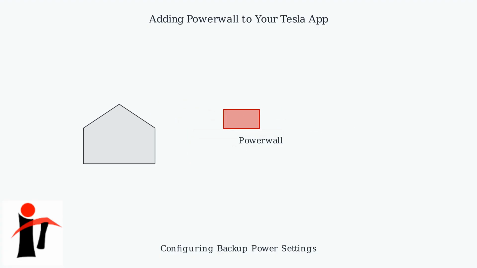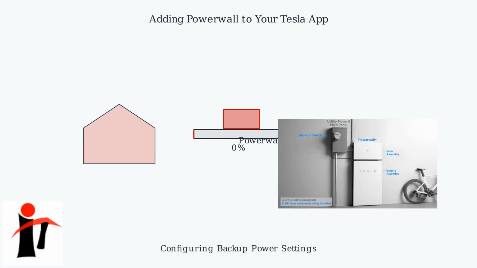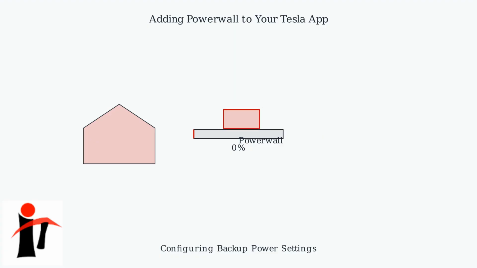Set a backup reserve, e.g. 10 to 50% of capacity, to ensure power availability during extended outages. If you have a backup gateway, Powerwall can power your entire home. Otherwise, it will support essential circuits like refrigerators and lights. This is a critical step to prepare your home for power outages.